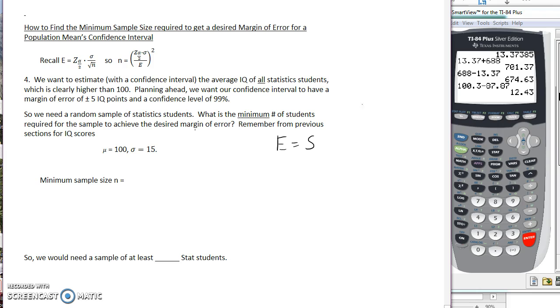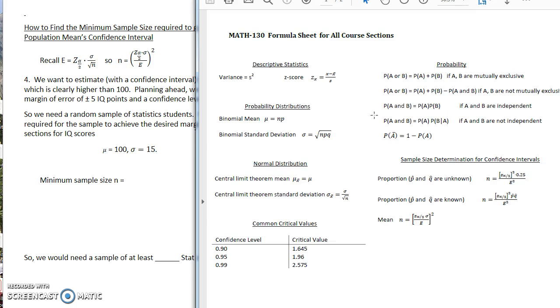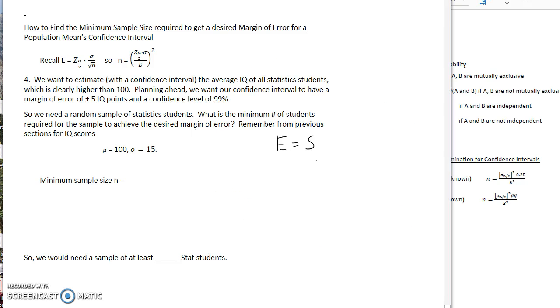So if we have a confidence level of 99%, we're going to use that critical value of 2.575. So our z alpha over 2 value is going to be 2.575. Finally, we need to know that sigma value for this formula right here. You can see that sigma's right here. So we know that the standard deviation of IQs is 15.